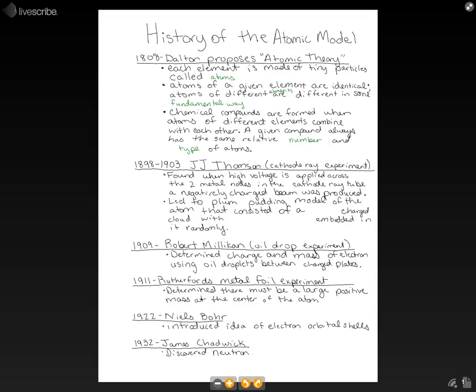The next breakthrough with the atomic model and structure was in 1898 through 1903 when J.J. Thomson was doing his experiment with the cathode ray. And he found that when high voltage was applied across two metal nodes in the cathode ray tube, a negatively charged beam was produced. And this led to the plum pudding model of the atom. And that consisted of a positively charged cloud, with negative electrons embedded in it.